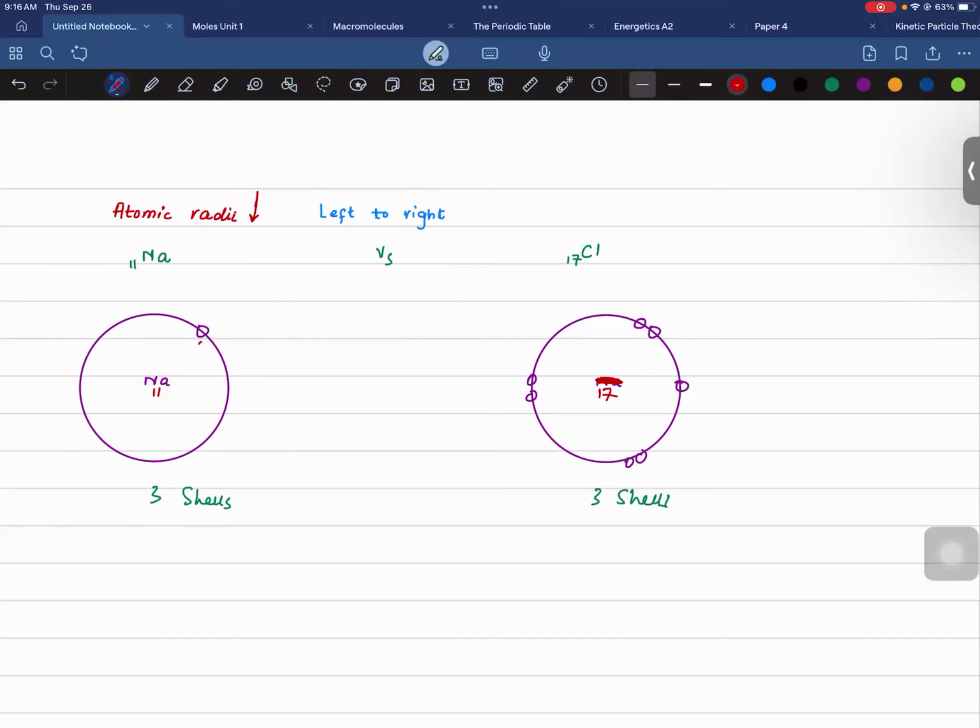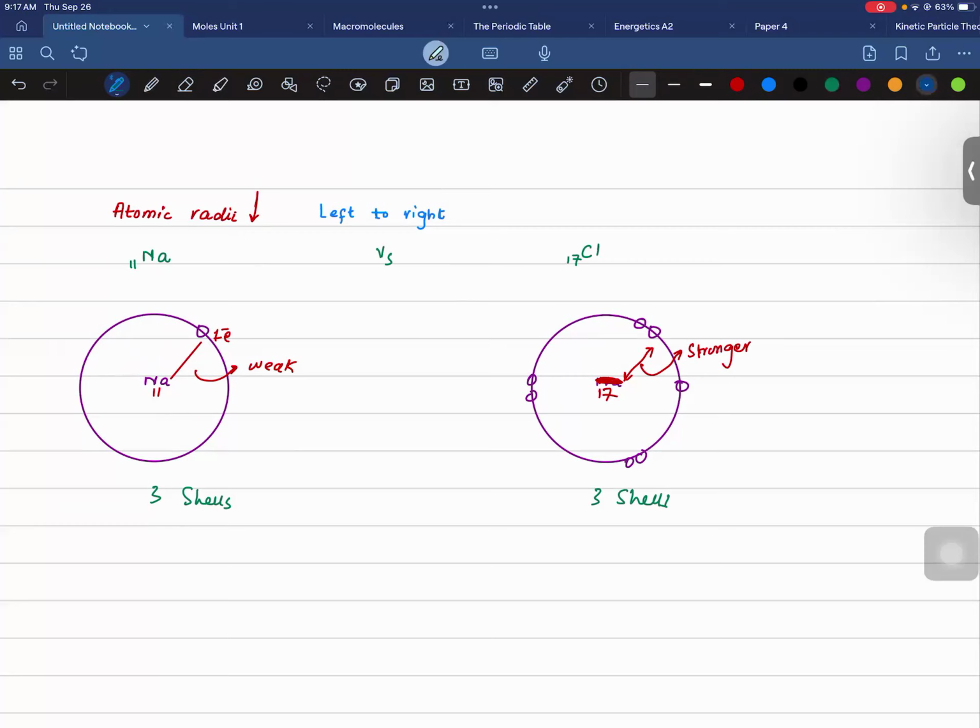Obviously, the attraction between 11 protons and 1 electron would be weak compared to the attraction between the 17 protons and the 7 electrons. That attraction would be stronger. So due to the stronger force of attraction, the size of chlorine is smaller compared to sodium.